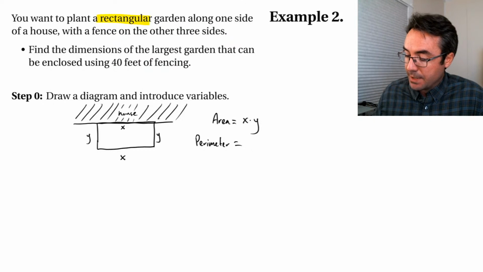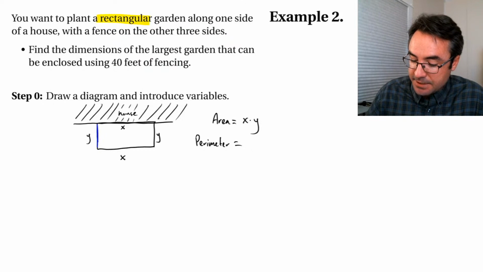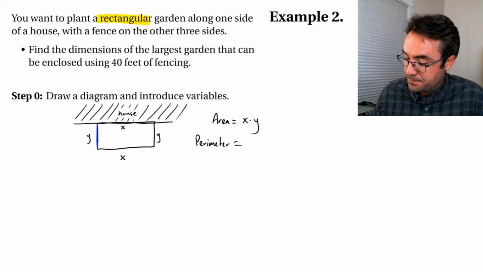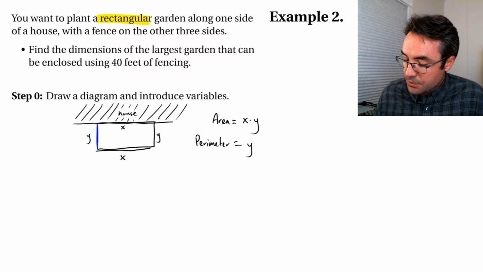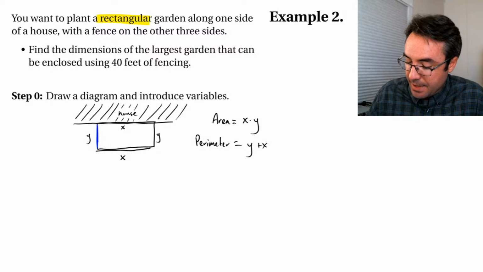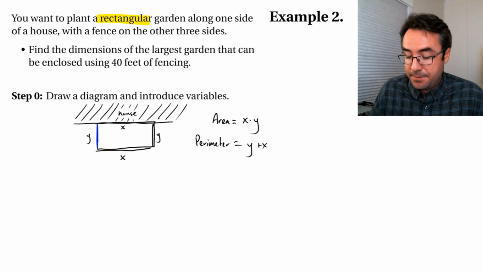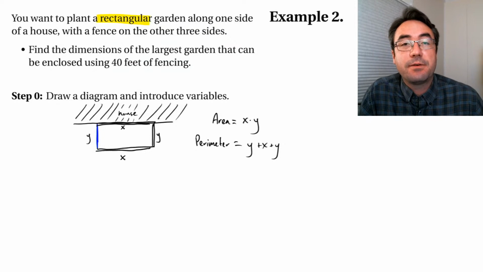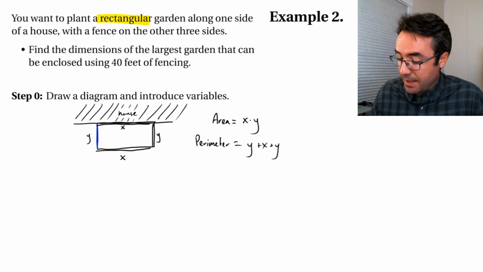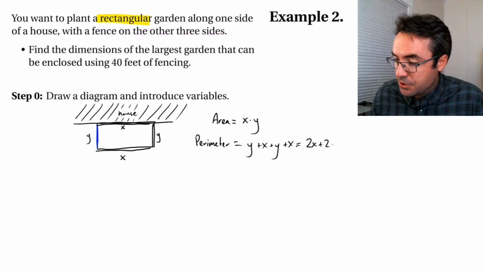So if we go around our rectangle, this side has length Y, so we'd have Y. Then the next side has length X, so we add in X. Then the other side has length Y, so we add in Y. And then we finish off the fourth side, which also has length X. The perimeter would be 2X plus 2Y.